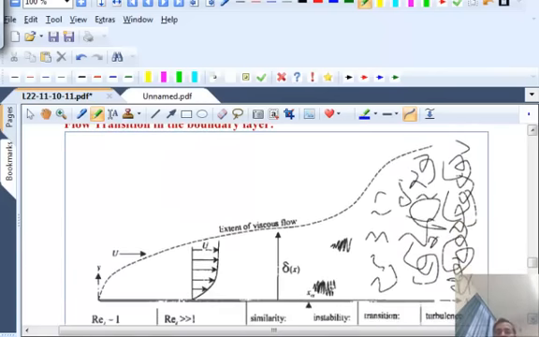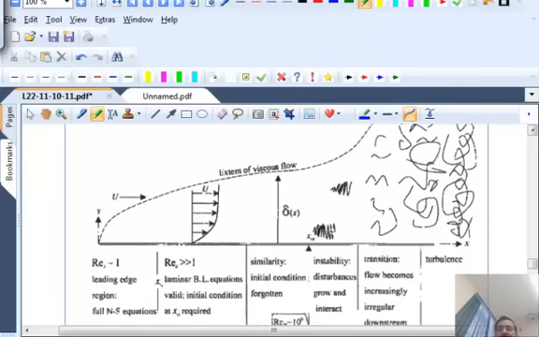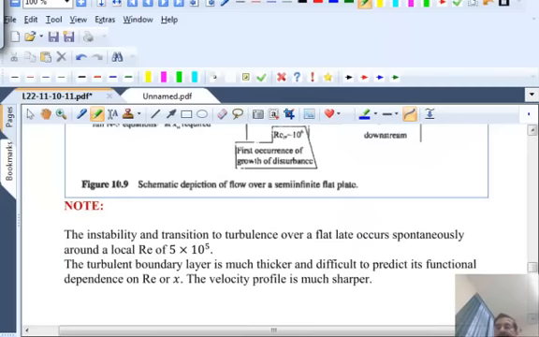We talked about this transition, right? So this is where the transition will begin, and the boundary layer thickness will begin to grow at a much faster rate than in the laminar flow, and that occurs around 2 times 10 to the 5.